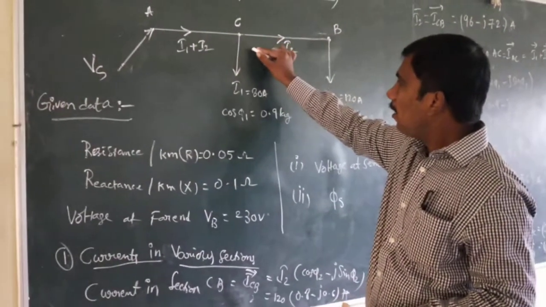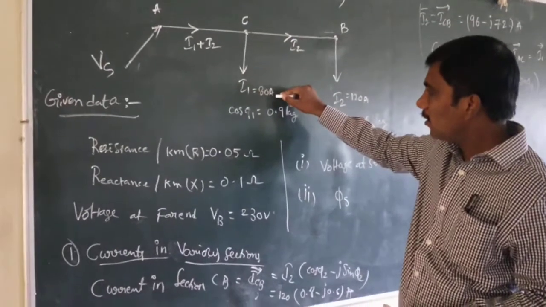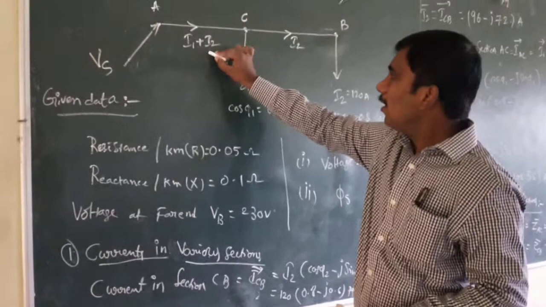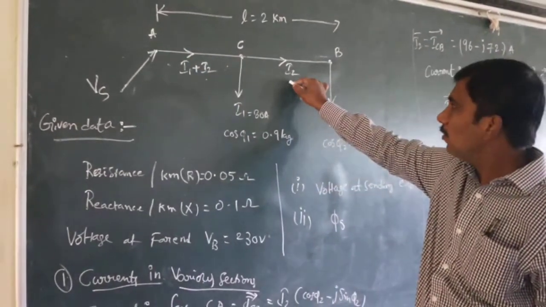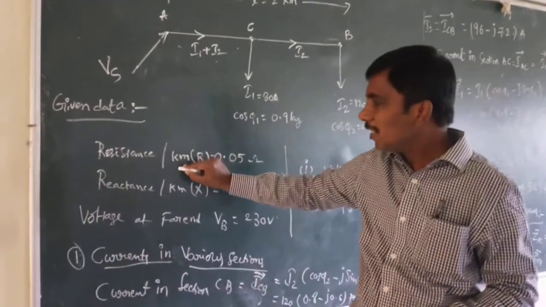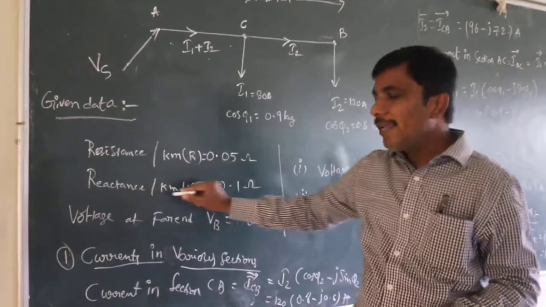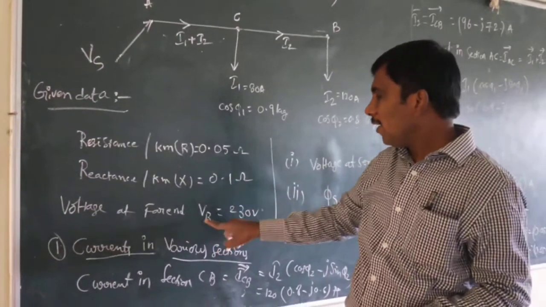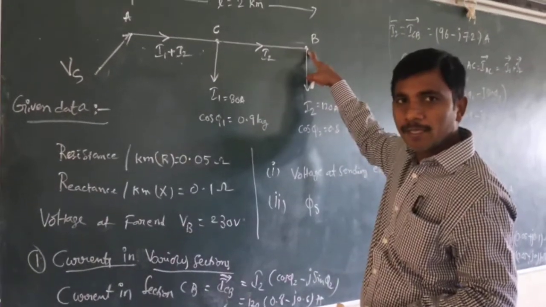At point C, at its midpoint, another load is tapped, that is I1 equal to 80 amperes at power factor 0.9 lagging. The two currents I1 and I2 both will flow in section AC and only I2 current will flow in section CB. Also given that resistance per kilometer is 0.05 ohm, reactance per kilometer is 0.1 ohm, and voltage at far end VB is 230 volts.